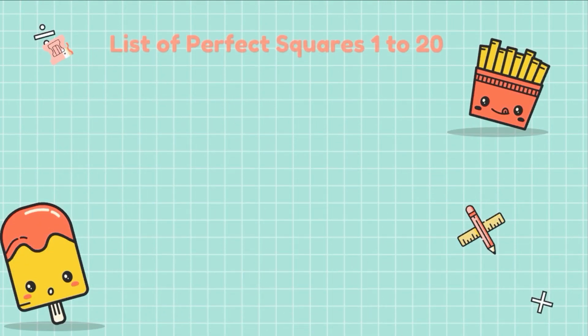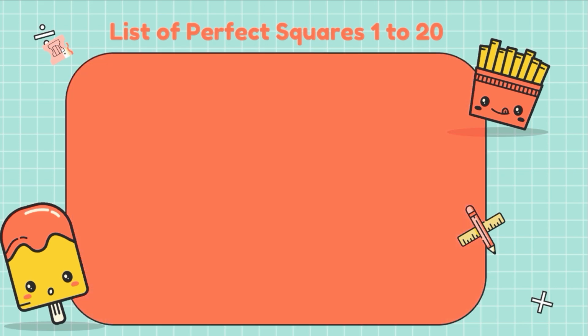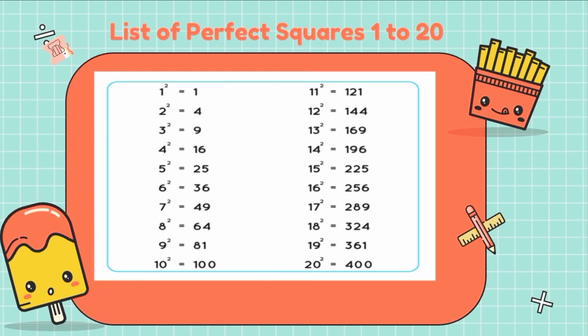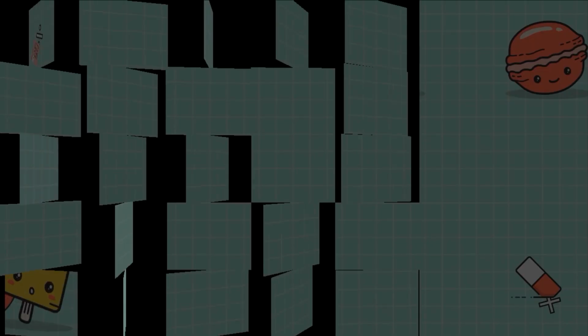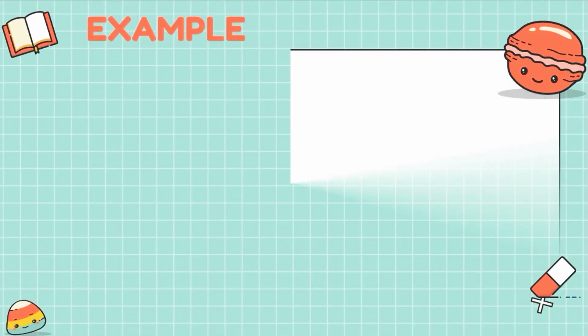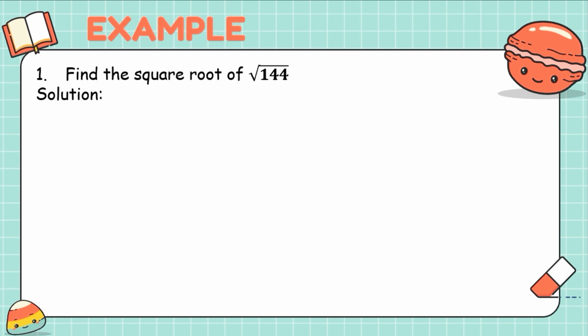Here is the list of perfect square roots from 1 to 20. Let's take a screenshot, and now we will provide an example. For example number 1, find the square root of 144.